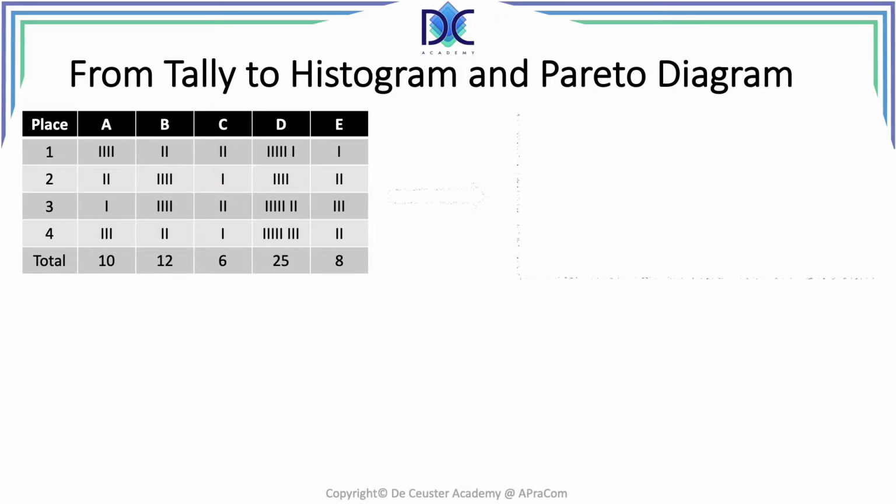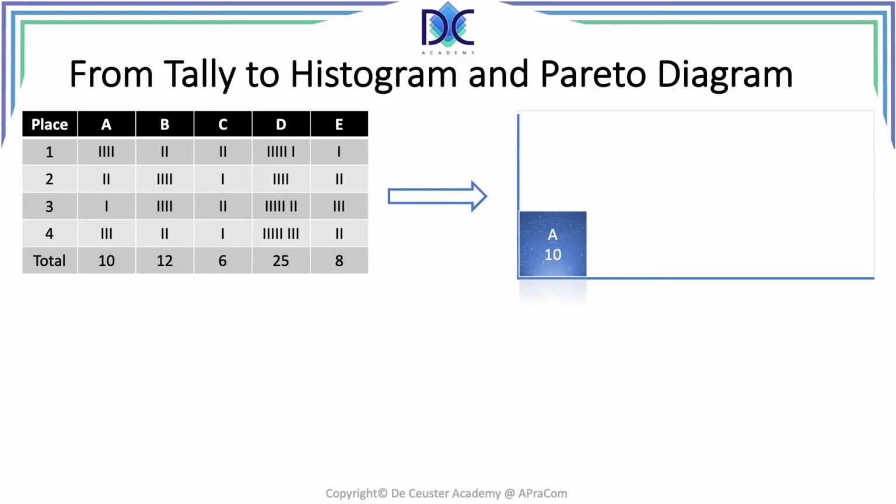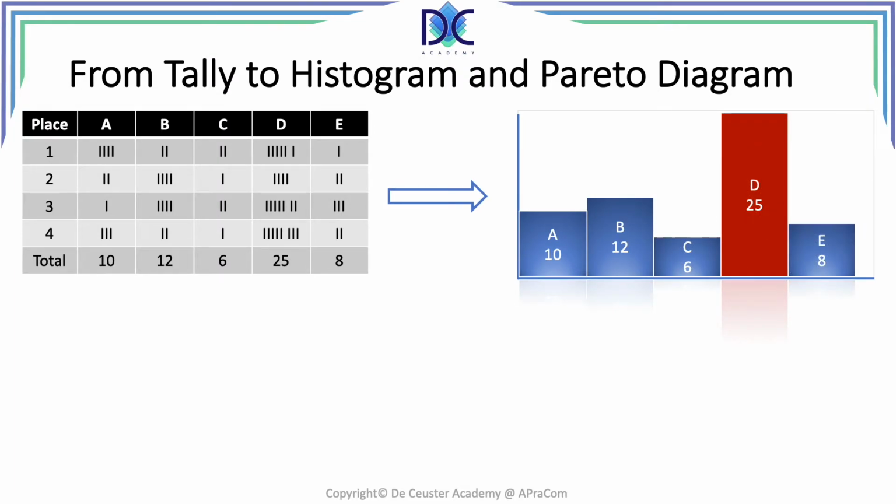So when we bring this into a Pareto diagram, we see that we have A, B, C, D, and E in the order from A to E. So there is just that order that we have selected. And we see that we have a mode with this D. D is the problem or the element we identified with the highest incidence.